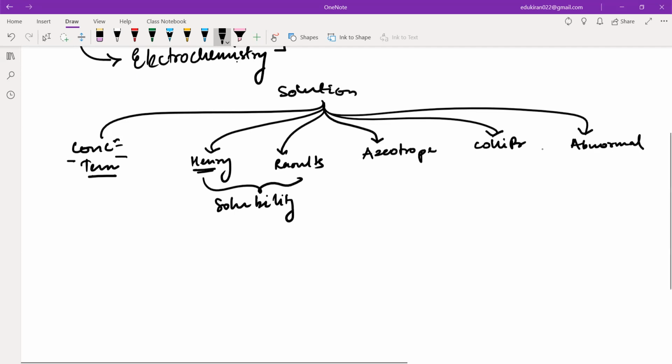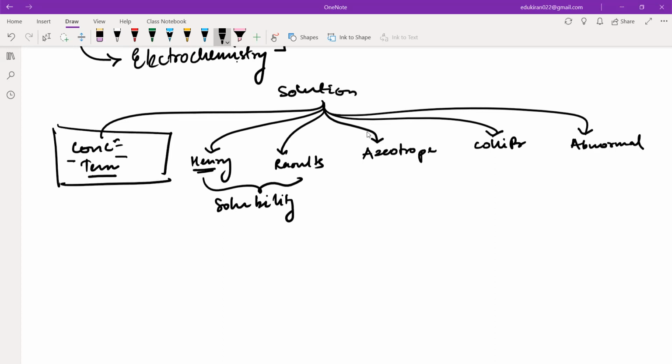Now, what I think we should be doing is, are you okay with concentration terms? First of all, that. If you're not okay with concentration terms, then we cannot start electrochemistry at all, because electrochemistry needs concentration terms. And in chemical kinetics also we need concentration terms. So first of all, tell me, Ryan, how much are you clear with concentration terms?